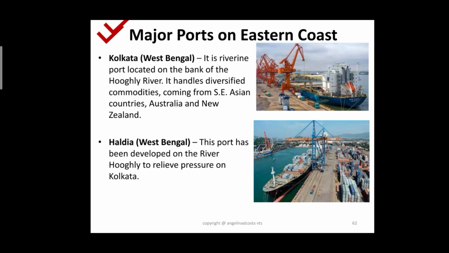Chennai in Tamil Nadu is the second largest port in terms of volume of traffic handled and is the oldest artificial harbour on the east coast of India. It handles petroleum products, crude fertilizers, iron ore, and dry cargo.